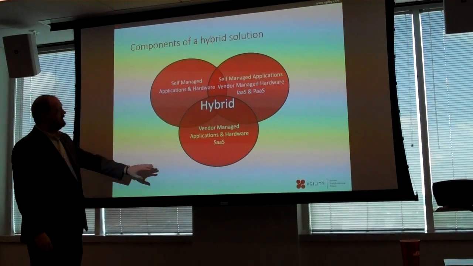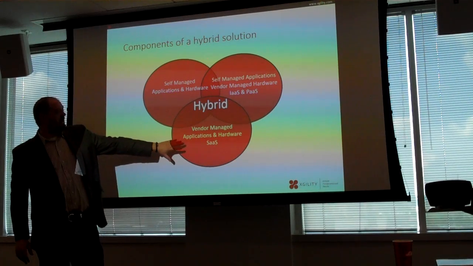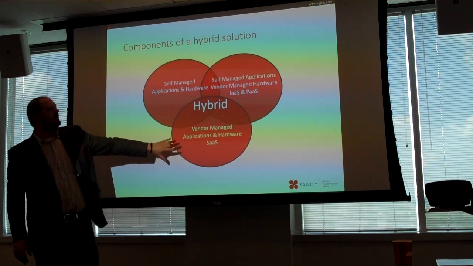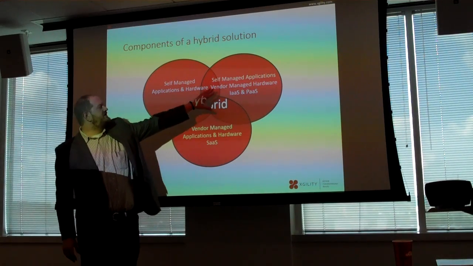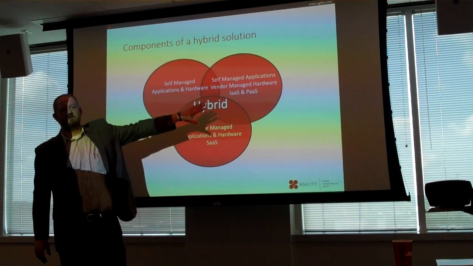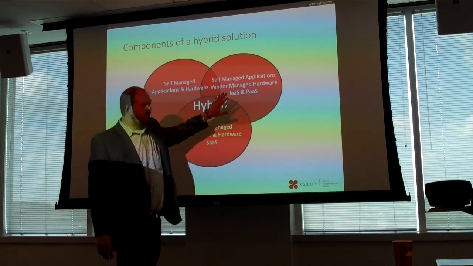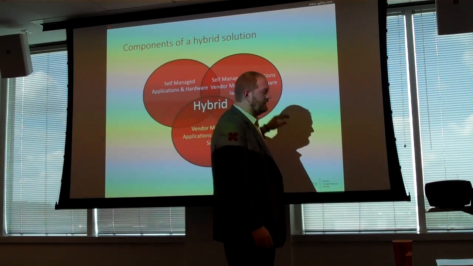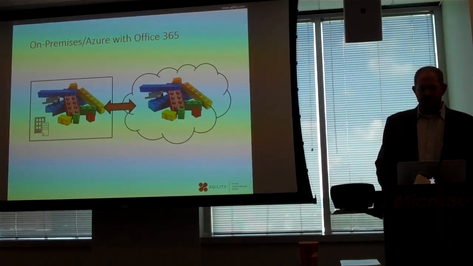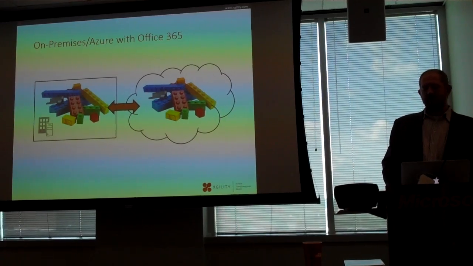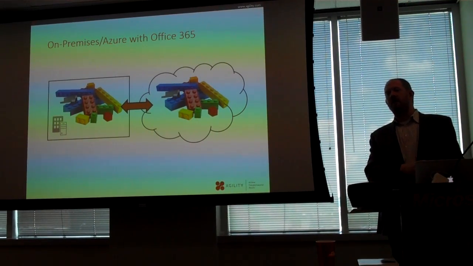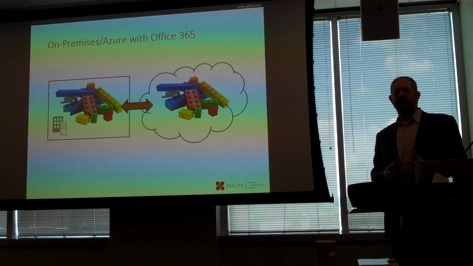You have vendor managed applications and hardware. That's your software as a service, stuff like Office 365. Okay. And then you have self-managed applications with vendor managed hardware. That's infrastructure as a service. That's stuff like the Azure persistent VMs and virtual networking. So those are some of the pieces that we're going to be working with. Okay. And specifically, we're going to be talking about how on-premises SharePoint environments can be integrated with Office 365.